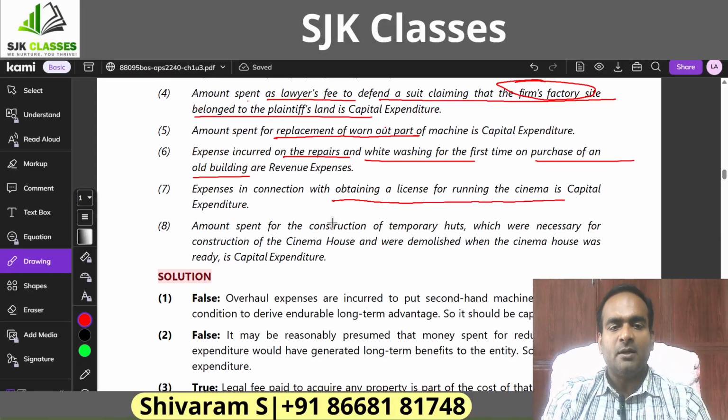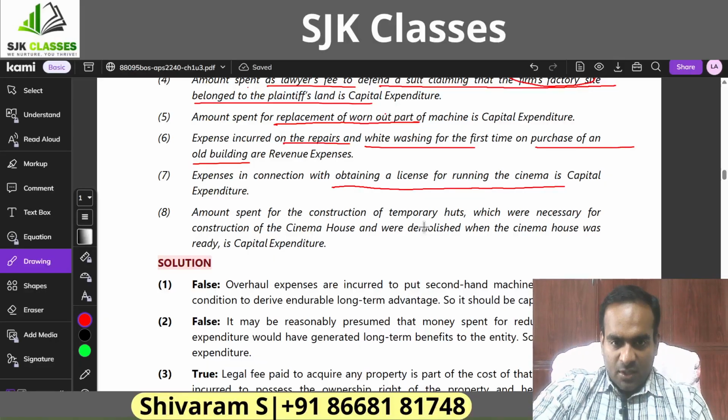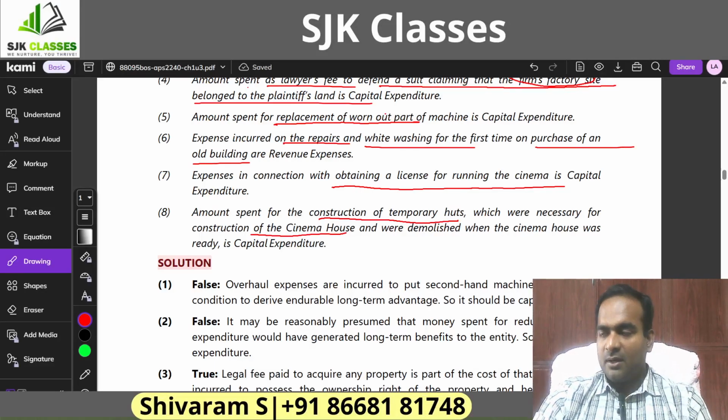Eighth one: amount spent for construction of temporary huts which were necessary for construction of cinema house and were demolished when the cinema house was ready is capital expenditure. What they are saying: amount spent for construction of temporary huts. So they are constructing temporary huts here for what? Which are necessary for construction of the cinema hall. So we are constructing a cinema hall. For the cinema hall, I am constructing small huts, and they were demolished when the cinema house was ready. Once the building has been completed, we will remove these temporary huts. Now, whether these temporary huts are a capital expenditure, that's the question they're asking here.